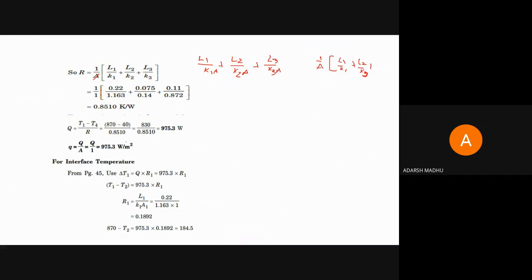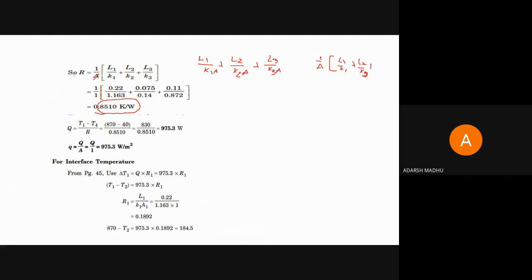These are the data given. So it is direct substitution, nothing else to think about. Directly substitute the values of the given data into the equation, and we get the solution as 0.8510 Kelvin per watt. We have only found the value of R. We want to find the value of Q, right?